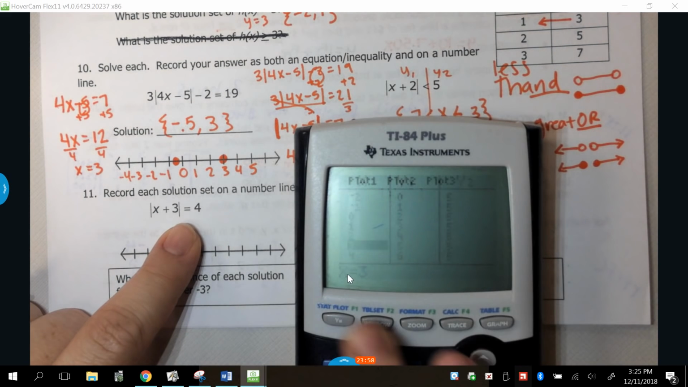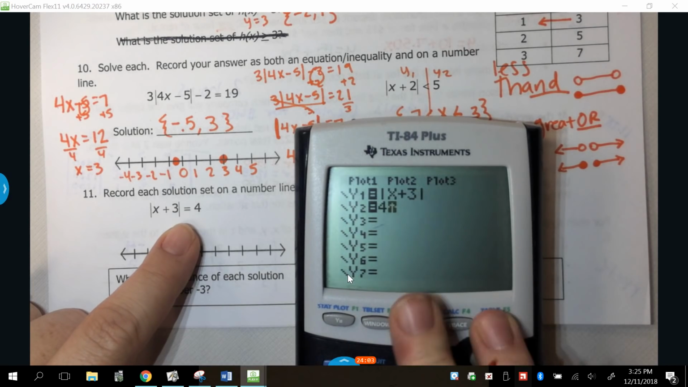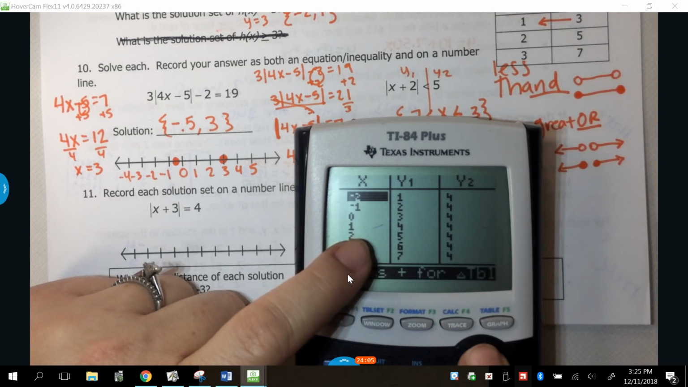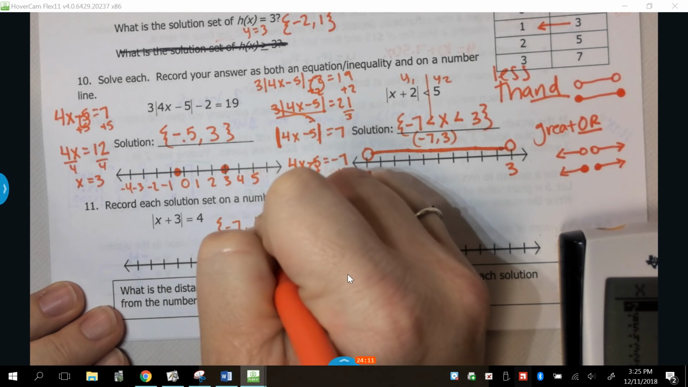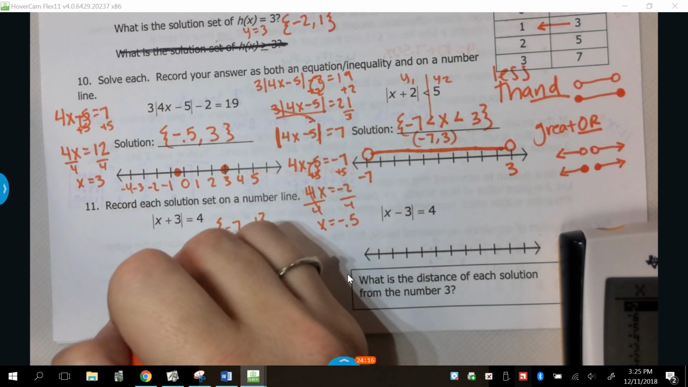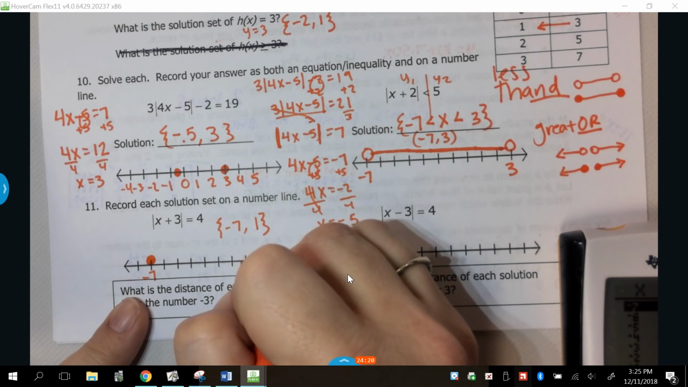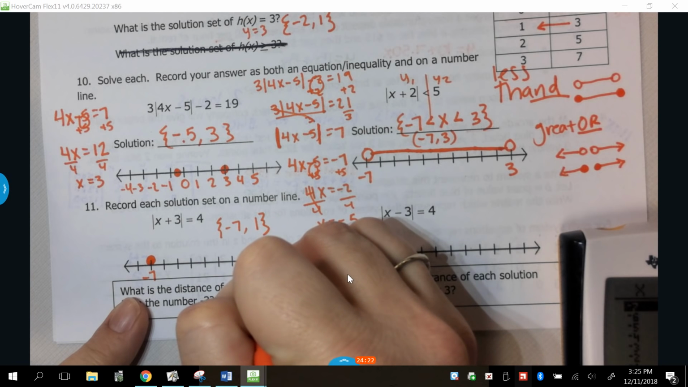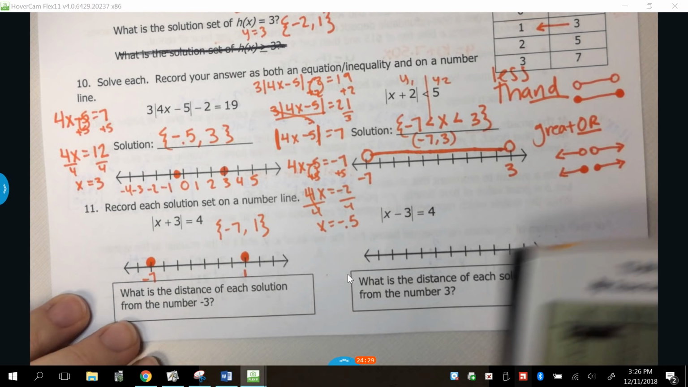Again, we can do these in the calculator. The x plus 3 equals 4, second graph. So here we have one at 1 and again at negative 7. So negative 7 and 1. Now this is not a less than or greater than or equal to, so we're just going to put a closed dot at negative 7 and a closed dot at 1.